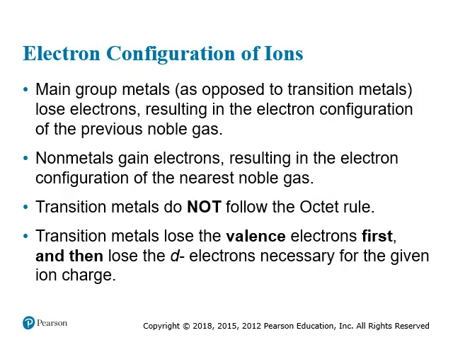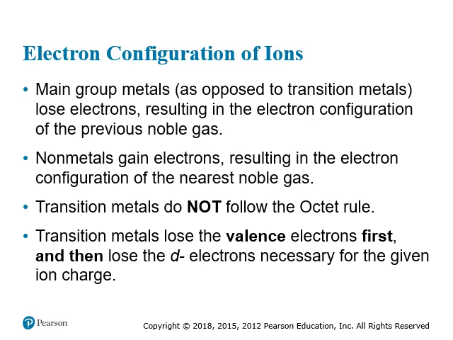As I mentioned before, metal atoms tend to lose electrons, and in doing so will obtain an electron configuration of the previous noble gas. Now, that holds true for main group metals. We classify a metal as a main group metal as opposed to a transition metal.